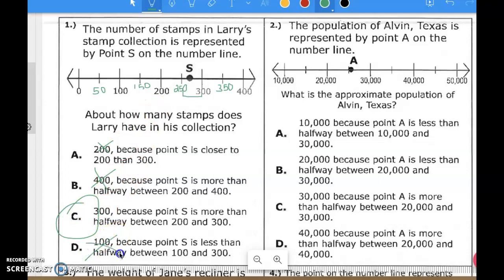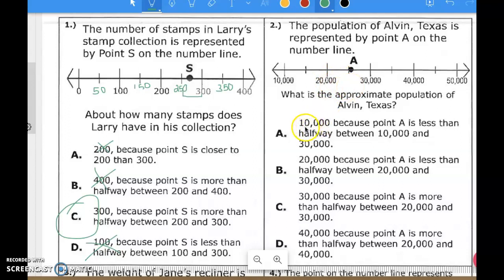100, obviously, no. The population of Alvin, Texas is represented by point A on the number line. So it has 10,000, 20,000, 30,000, and this is pretty close to half of it, so that will be 25,000. If you can see, it goes by 10,000, 10,000, 10,000. What is half of 10? 5. That's why I said 25,000.